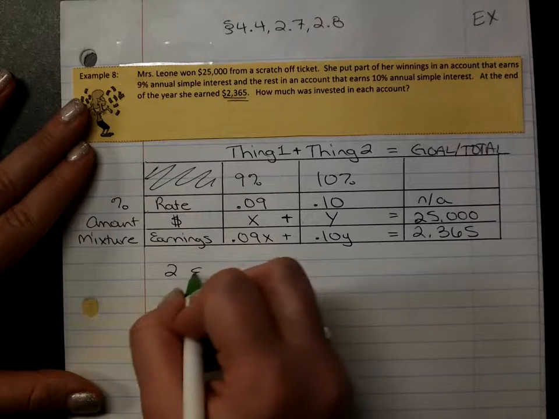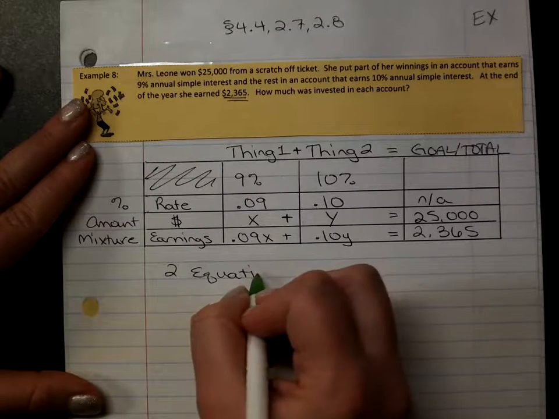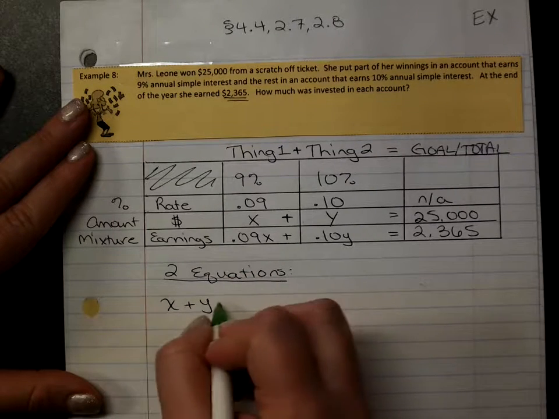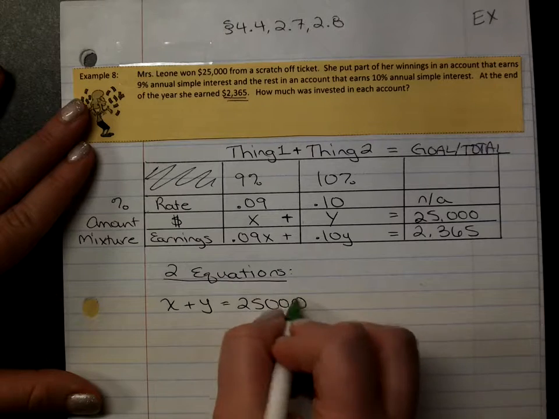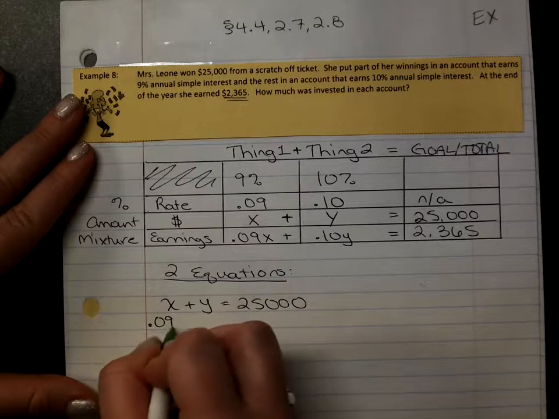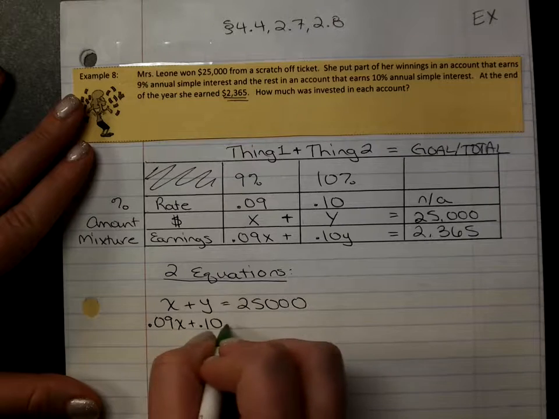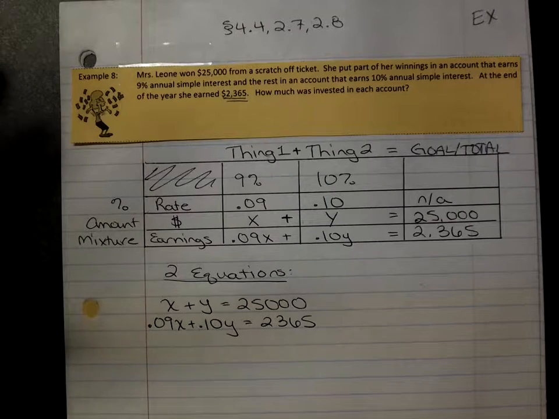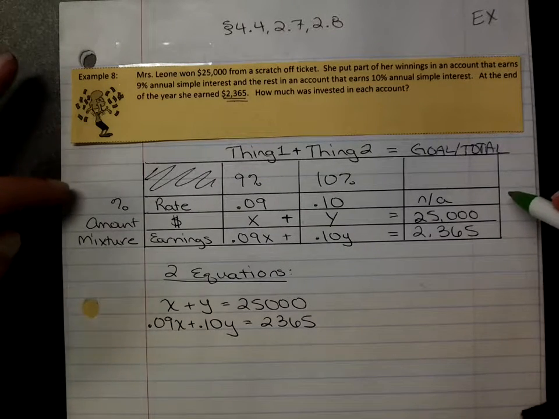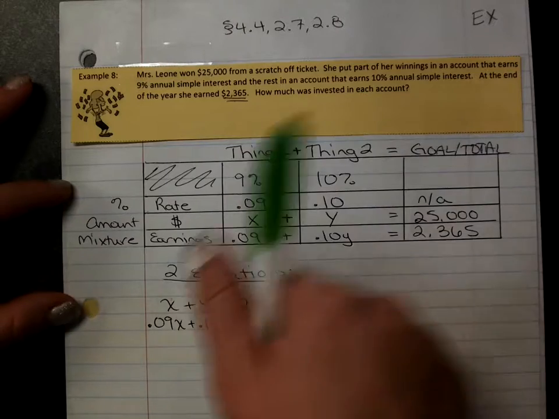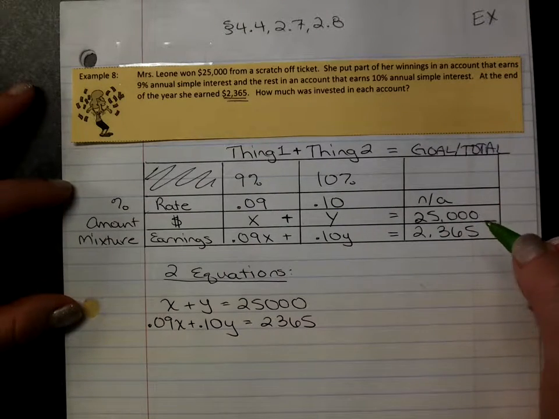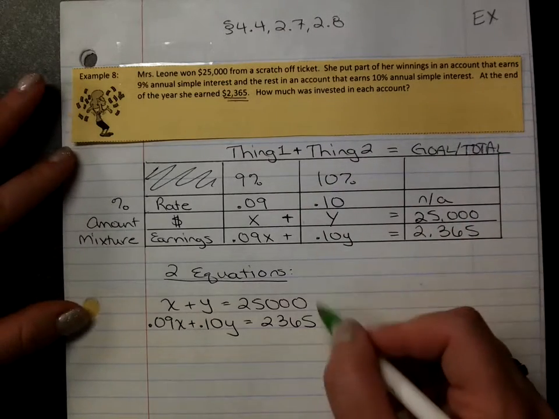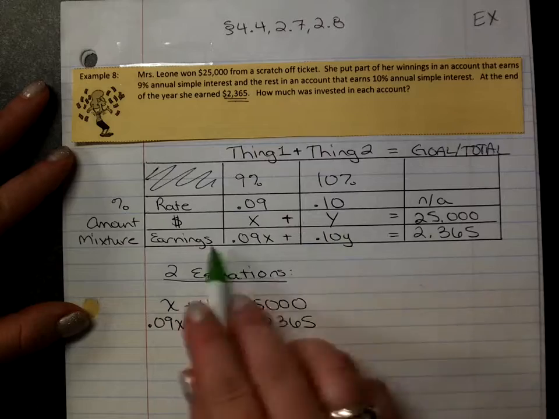So that gives you your two equations that we're going to work with. And those are x plus y equals 25,000, 0.09x plus 0.10y equals 2,365. So you create your chart, fill it in, just the same setup as all the other problems. Then from your chart you add across, multiply down, then add across. Then you pull off your two equations from the bottom two rows.